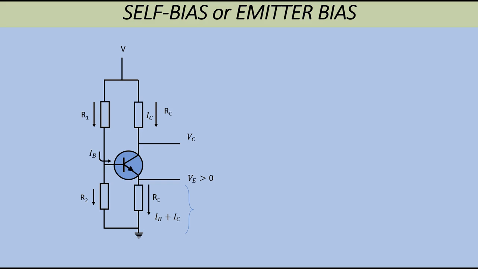I should also mention that the current flowing through the emitter resistor is not just equal to IC, but is actually equal to IC plus IB, because by Kirchhoff's law this transistor acts like a node in an electrical circuit, and as we know, the current entering that node must be equal to the current leaving it. So we've got IC and IB entering the transistor node, and we've got a current IB plus IC leaving it.